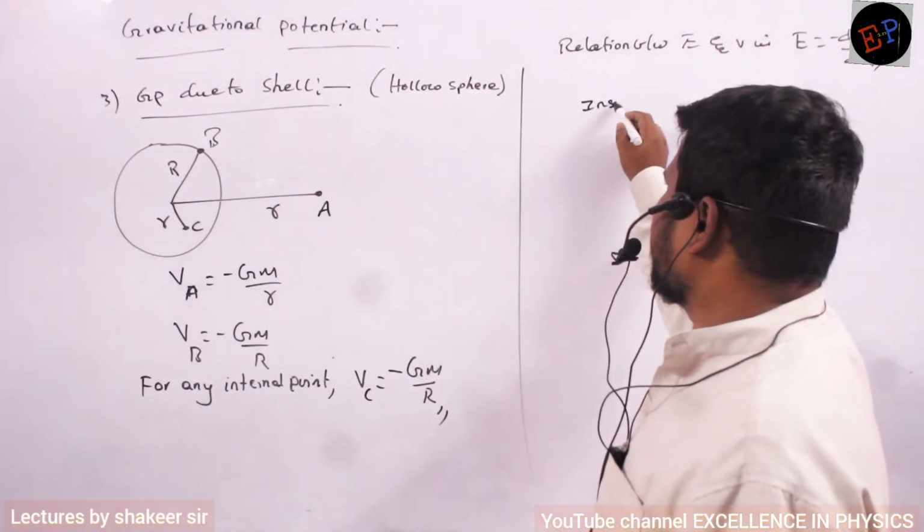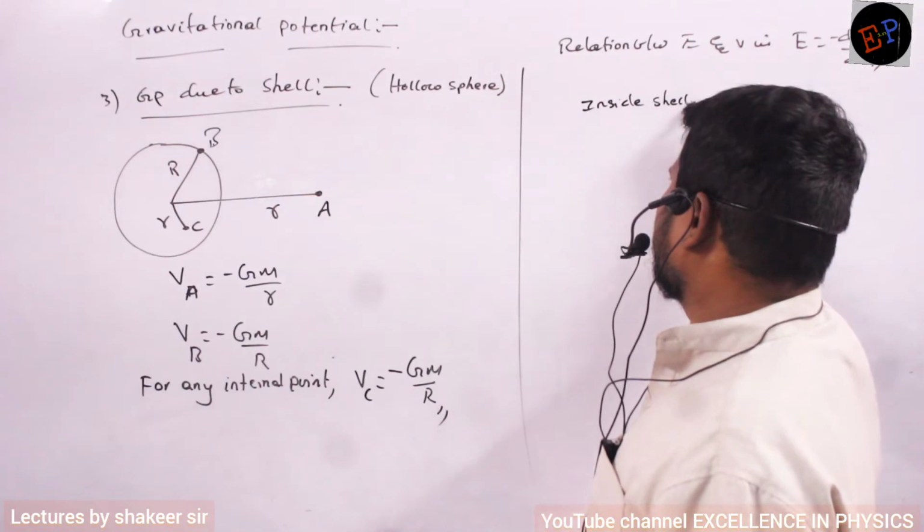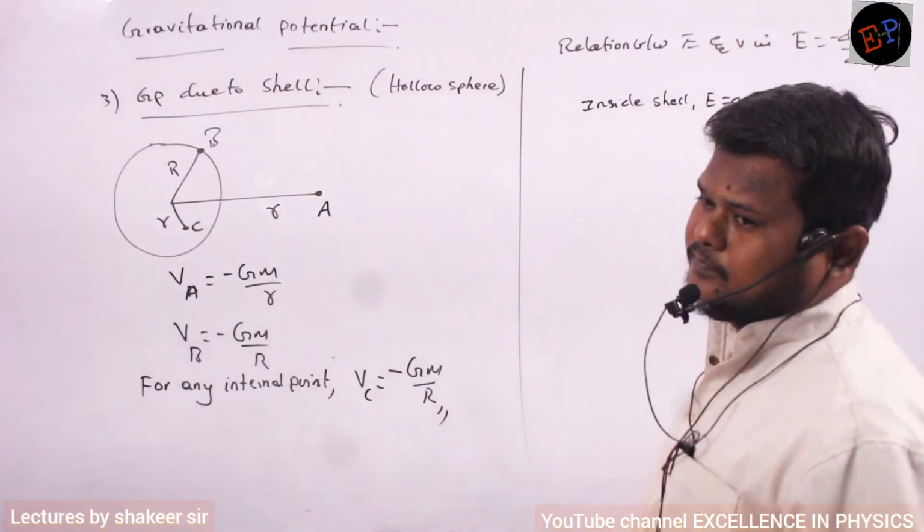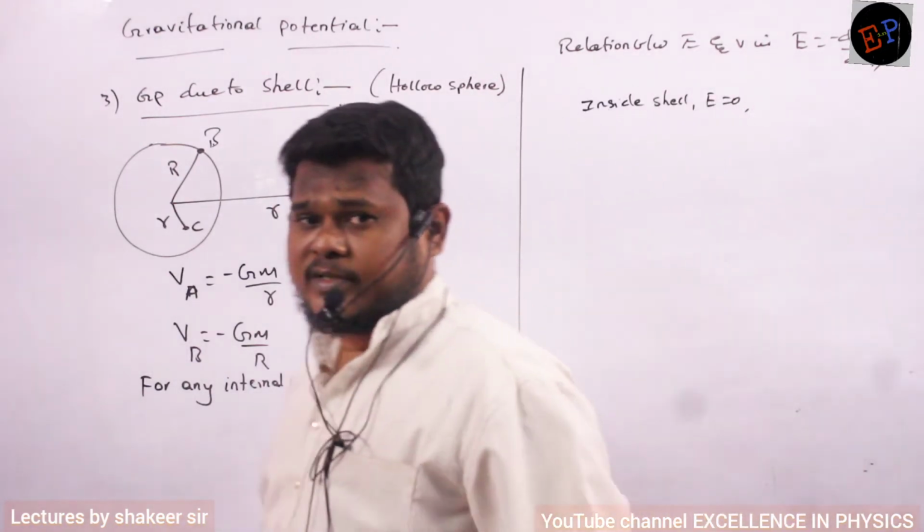So inside a shell, E value is 0. Already we have studied, no? In the last classes we have studied.